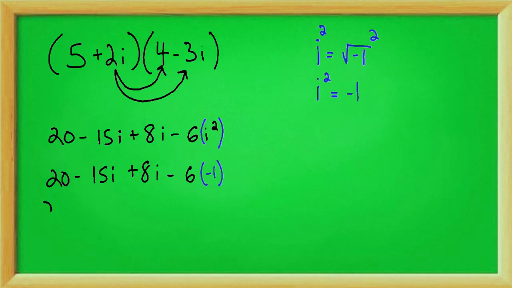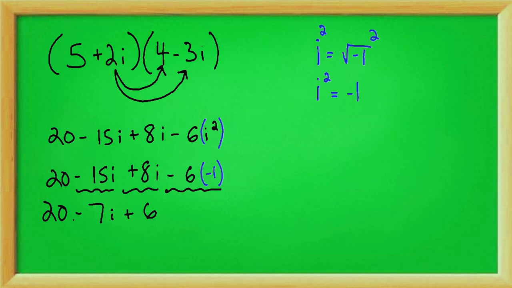On the left, we still have our 20, and in the middle, we have two like terms. We have a negative 15i, and we have a positive 8i. Negative 15 plus 8 is negative 7i. And on the right, we have negative 6 times negative 1, which is equal to positive 6.